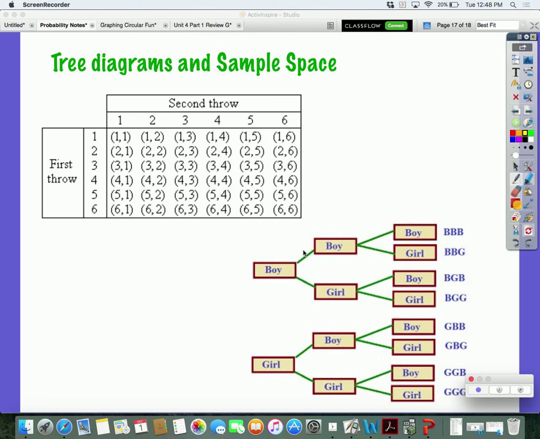Remember, you always put your probabilities on the branches of the tree diagram. And remember that your branches should total 100% or 1, depending on if they give you percentages or decimals. All right? So we're going to look at an example with a tree diagram, and then you guys are going to work on some problems on your own.